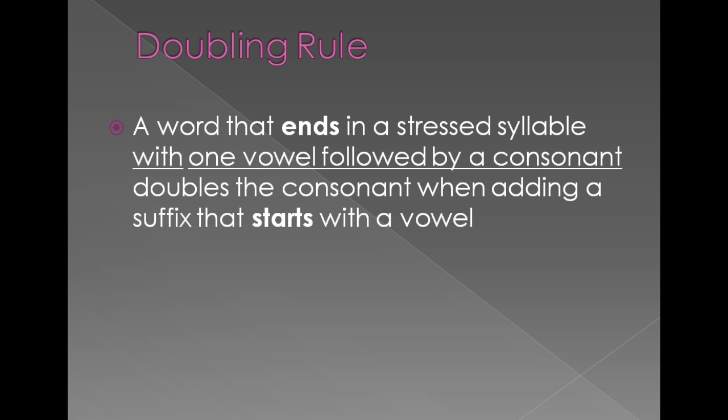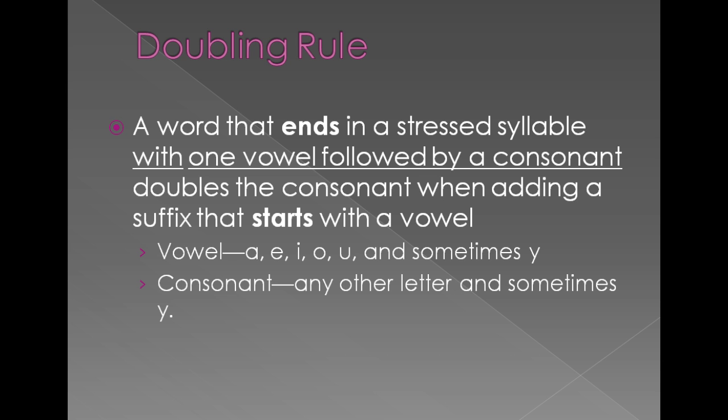Your doubling rule. A word that ends in a stressed syllable with one vowel followed by a consonant doubles the consonant when you add a suffix that starts with a vowel. To clarify, a vowel is A, E, I, O, or U, and sometimes Y. In terms of adding suffixes with vowels, Y is not going to be your vowel. Consonants are any letter other than A, E, I, O, or U, and most often Y is a consonant. In terms of the doubling rule, Y will always be a consonant because we do not add a suffix that starts with a vowel to a word that ends with Y.